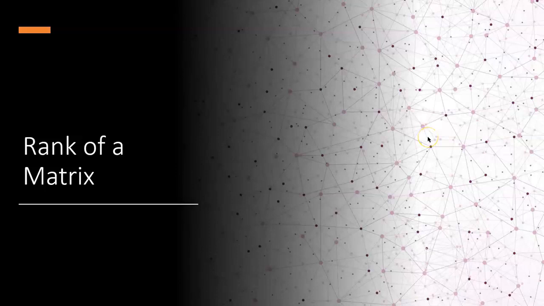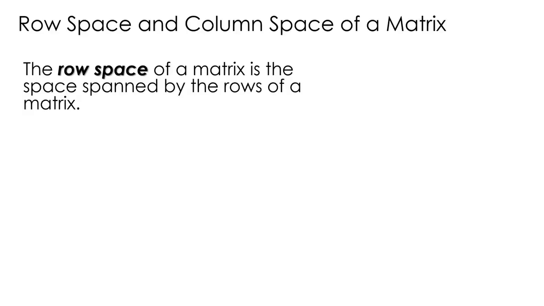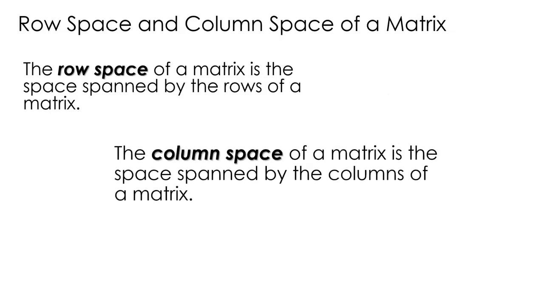I want to talk about the rank of a matrix, but first we need to know some parts of a matrix. We want to know the row space and column space of a matrix. Well, it's pretty straightforward. The row space of a matrix is the space spanned by the rows of a matrix. The column space of a matrix is the space spanned by the columns of the matrix.